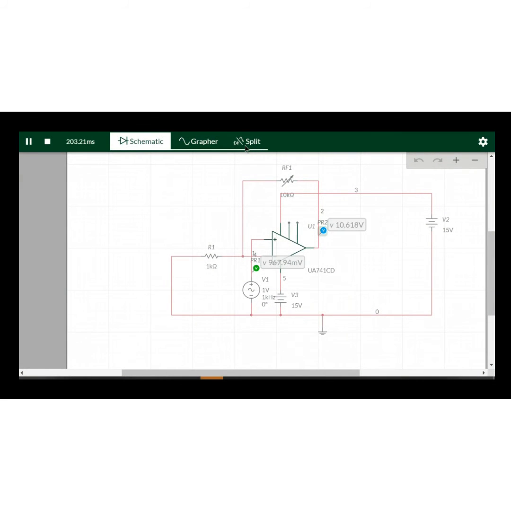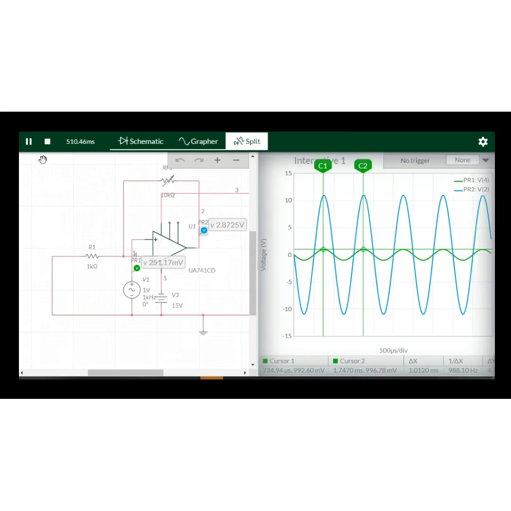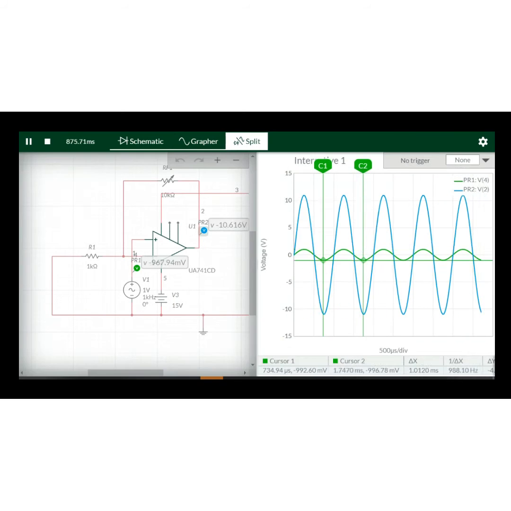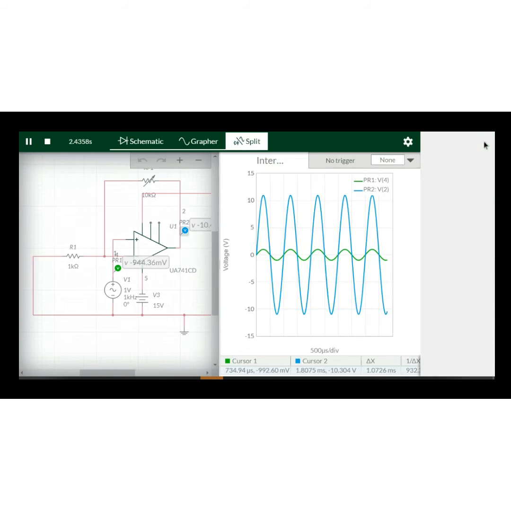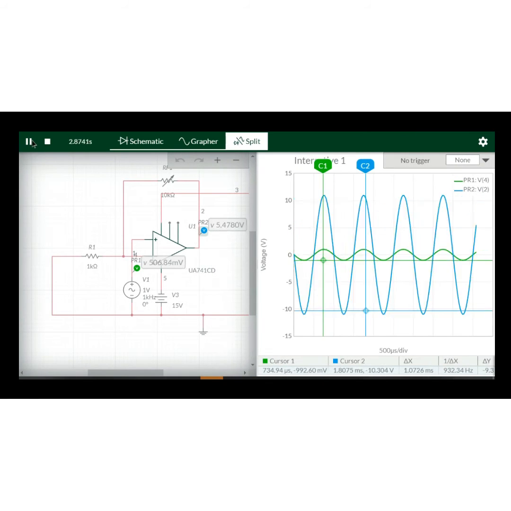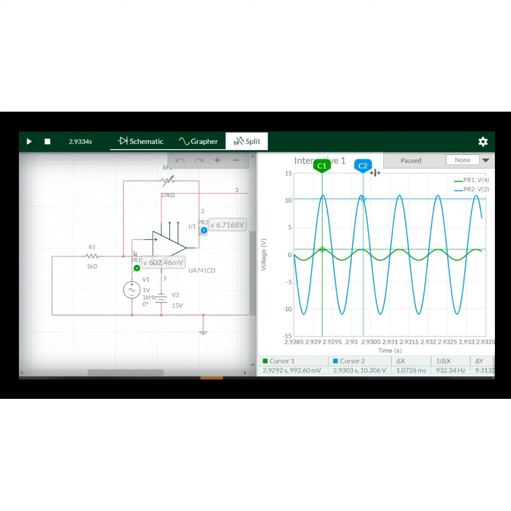So based on this graph, for 10k, the cursor one is 998.03 millivolt, and for the C2 is 10.951 volt.